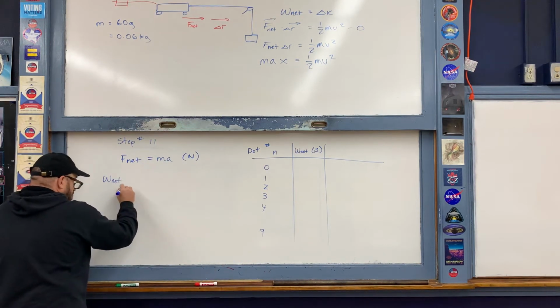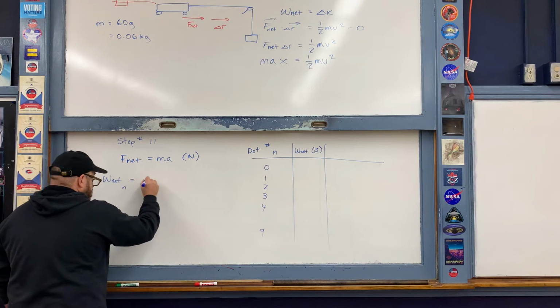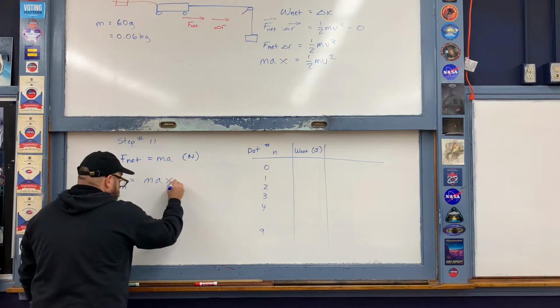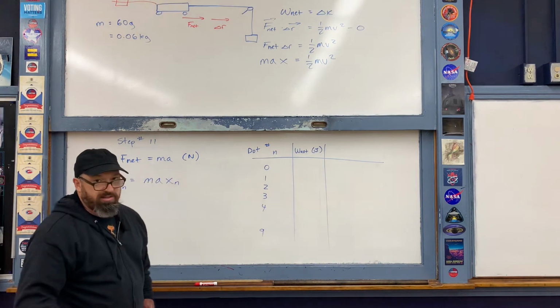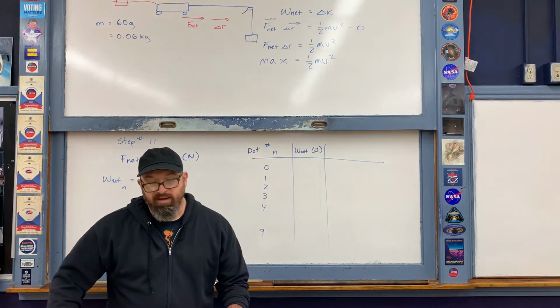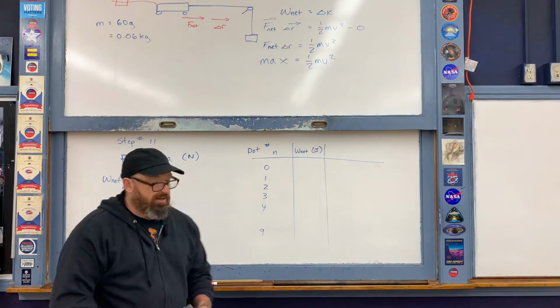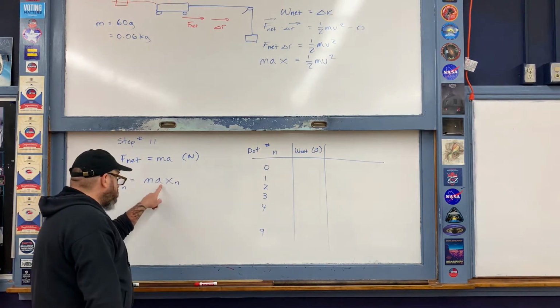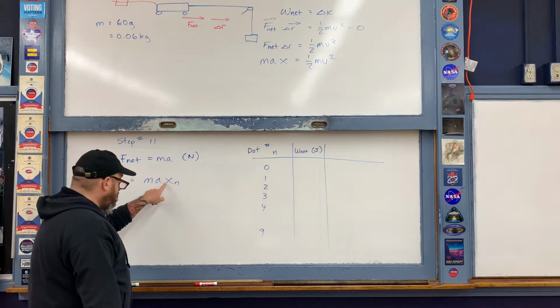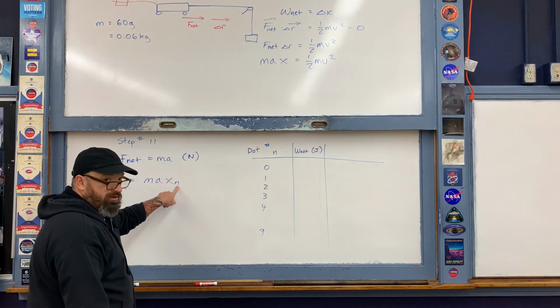The net work for the nth dot is going to equal the net force, ma, multiplied by the position, x, at the nth dot that you already have measured out from the first data table. So you simply take the net force that you had calculated in step number 11, and then multiply it by the positions that you measured.